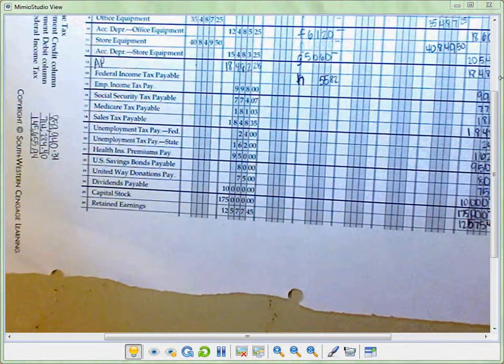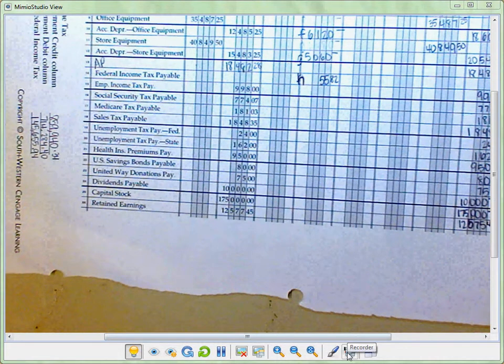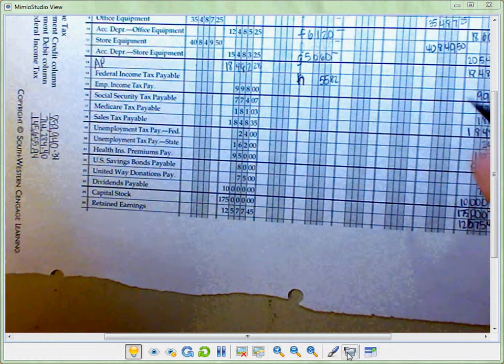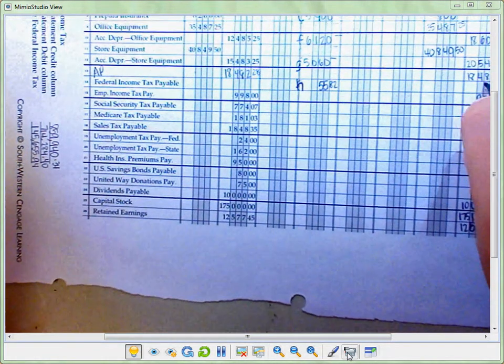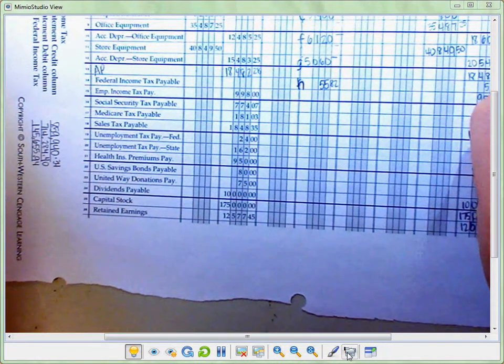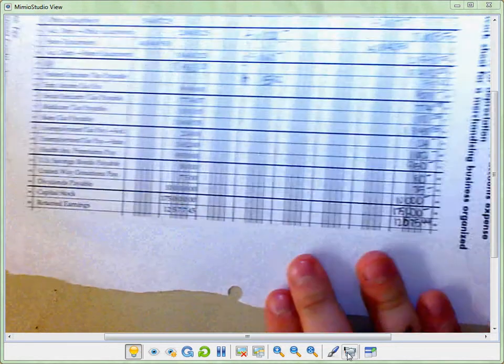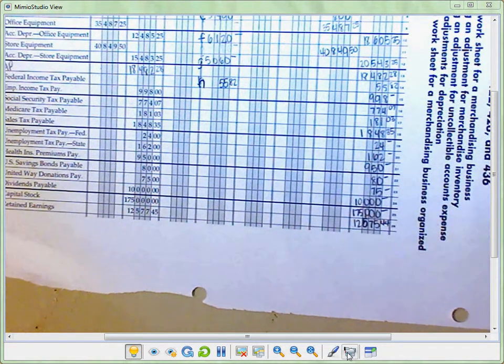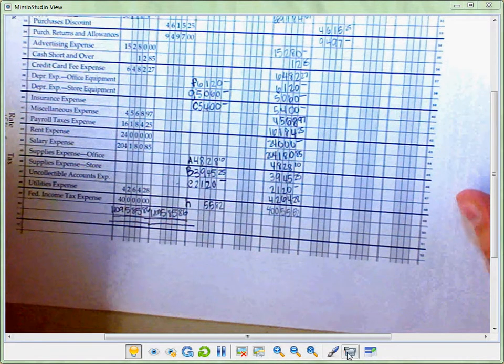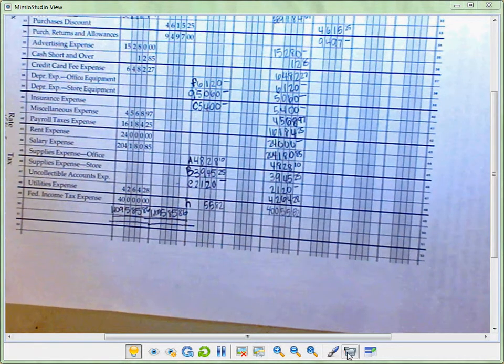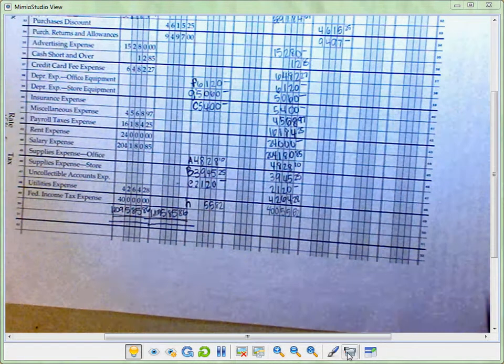Okay, so now that we have that done, we now need to bring over the $55.82 into our balance sheet. Okay, so it's a balance sheet credit. $55.82. Okay, now we go back to 375. We have to now start getting the rest of our totals. So go ahead and continue that single rule across the rest of your columns.